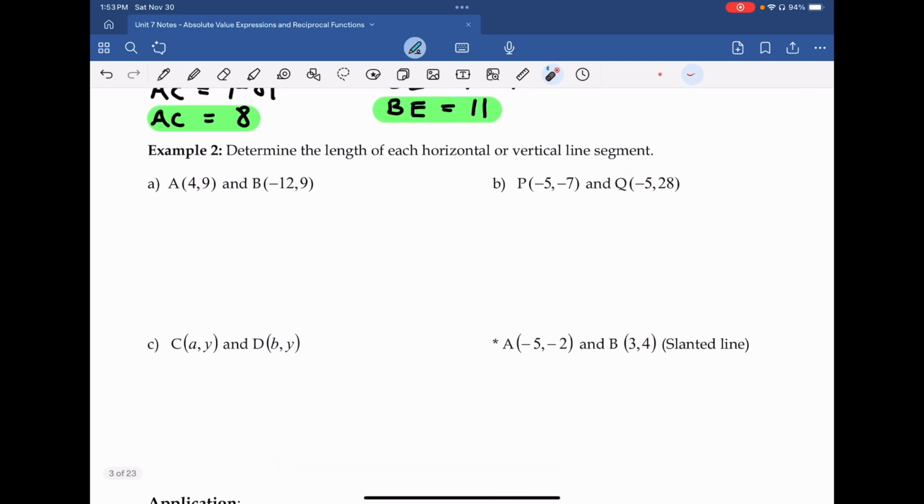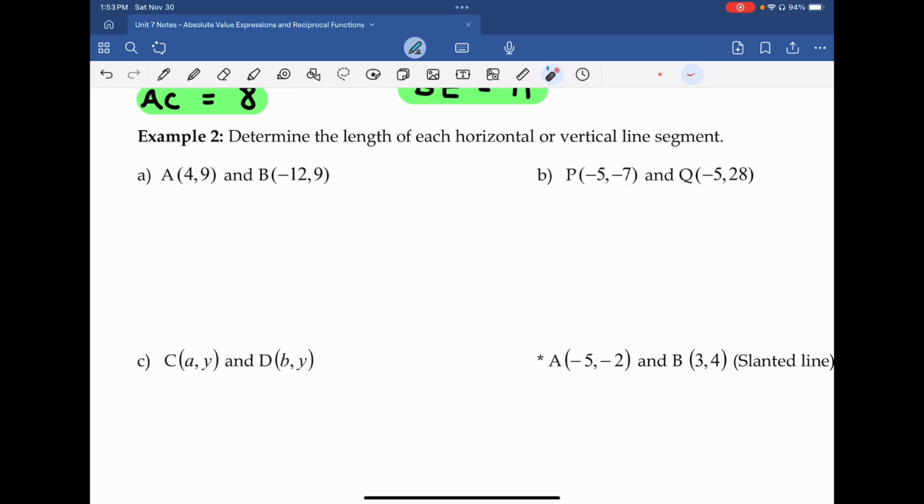All right, let's look at some examples regarding points and determining the distance, whether it be a horizontal or vertical line segment, or maybe even a slanted line like we're going to see in the last example.